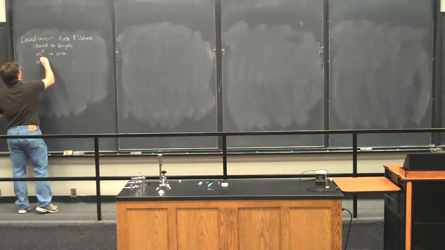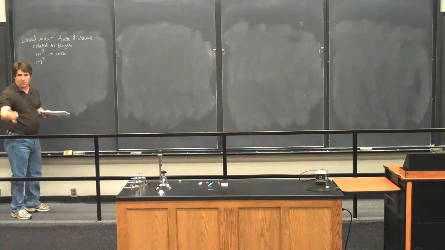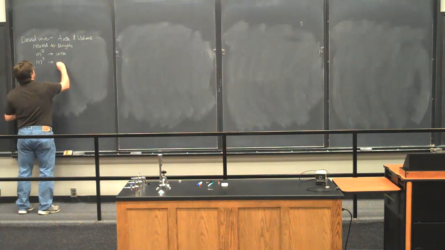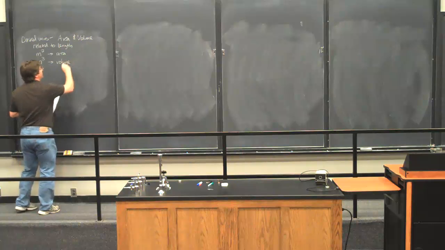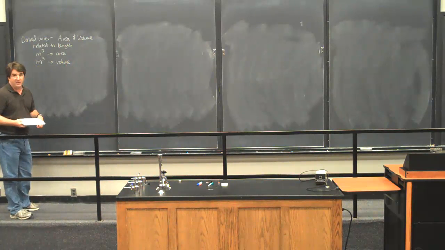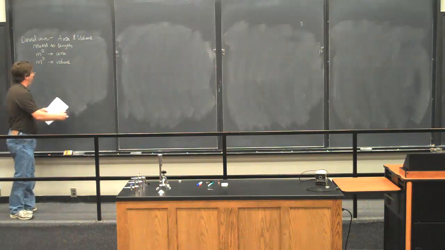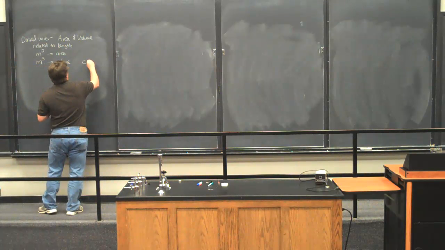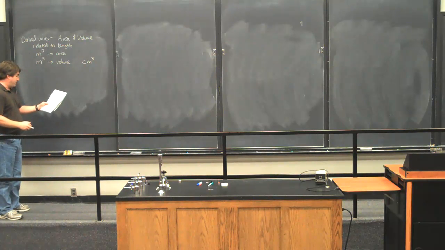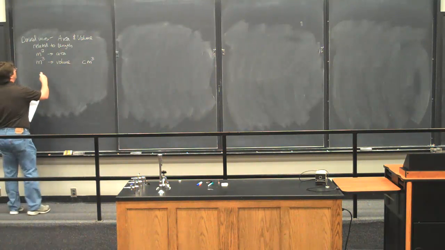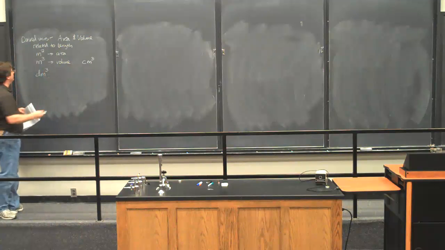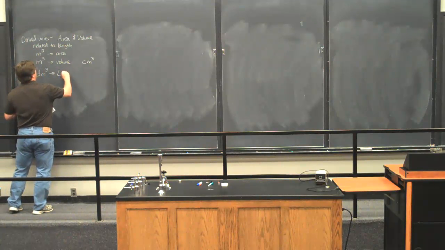If we have volume, that's length times width times height. So we have three different lengths, and so we get meters cubed as our SI unit for volume. However, you very rarely see cubic meters in chemistry. We often use cubic centimeters for volume. And the SI unit for volume is actually the cubic decimeter, which is better known as the liter.